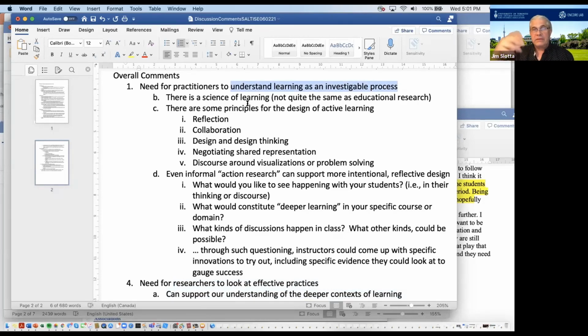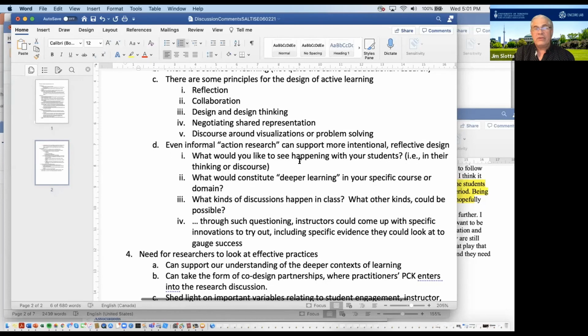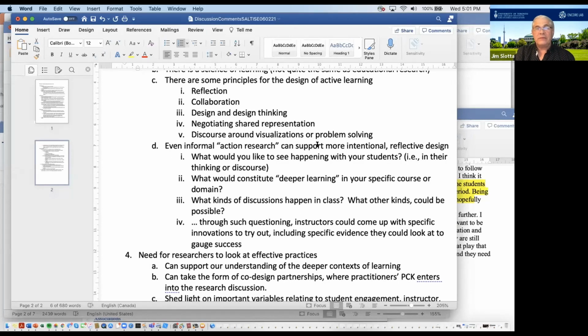Many of us here in my group are learning scientists, right? That's not quite the same as educational research. We have some principles for designing active learning: reflection, collaboration, design thinking, negotiating shared representation, discourse around visualizations. So there's work that's been done. It's not the same as instructional design. And even what I would call informal action research on your parts, like taking risks, trying new things, is a way to deepen and grow in terms of how and what we're teaching and what active learning means for us, for our students.